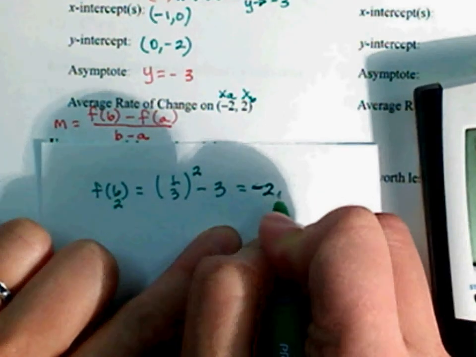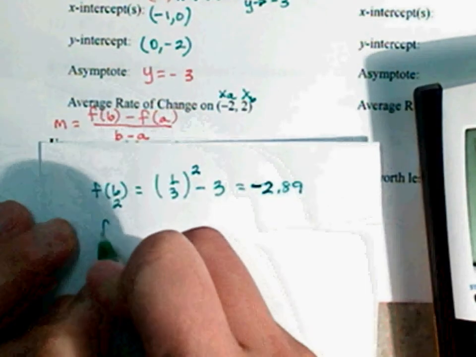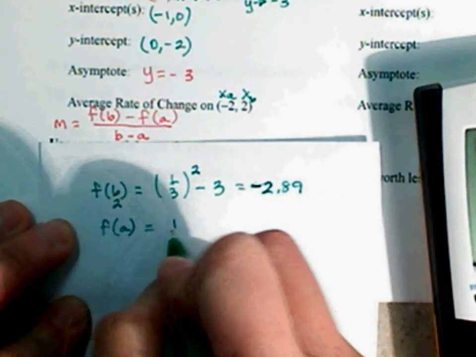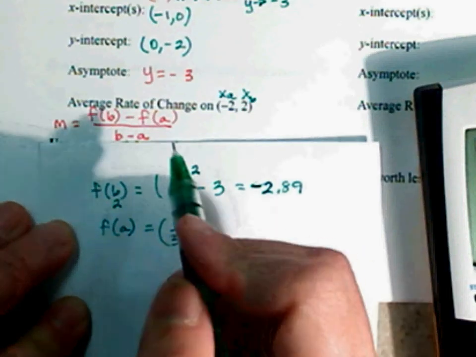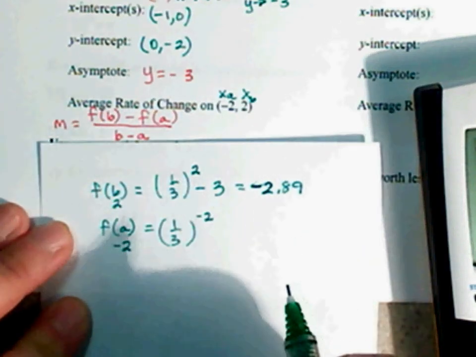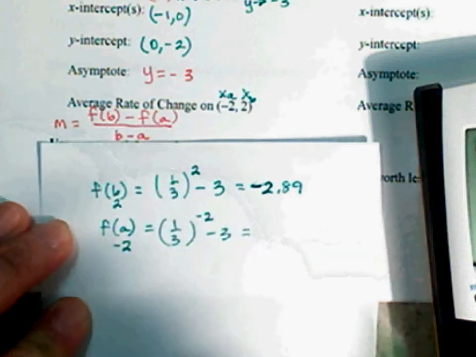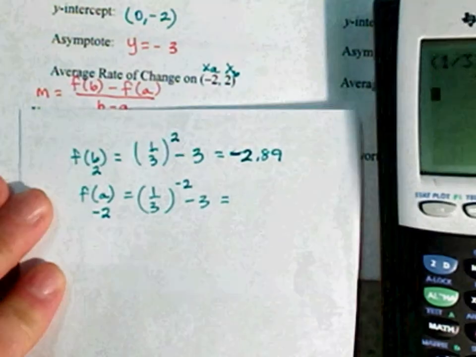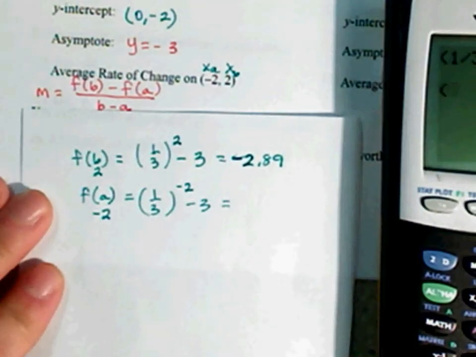Do the same thing for your f of a. 1/3. Now, what is your a now? A negative 2. See the negative 2? Minus 3. So do the same thing for that one. So, parentheses, 1 divided by 3, raised to the negative 2, right click, minus 3. And that comes out to be 6.